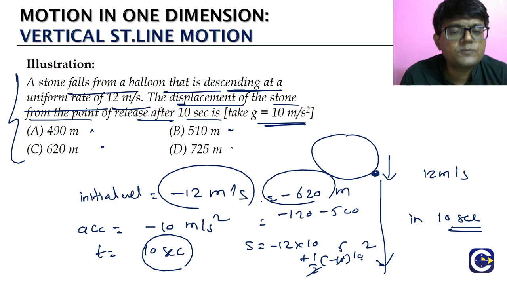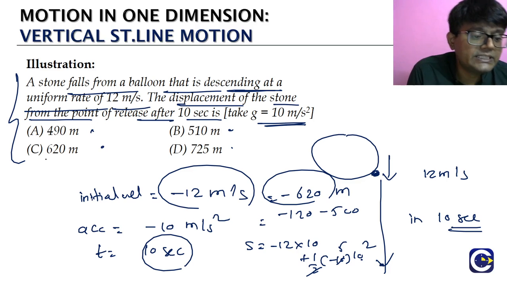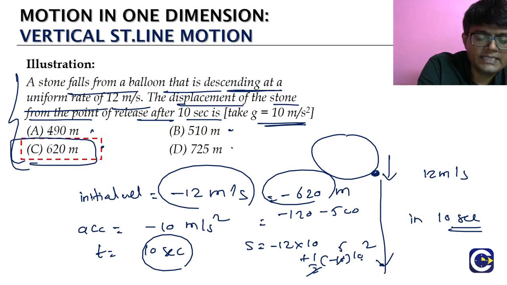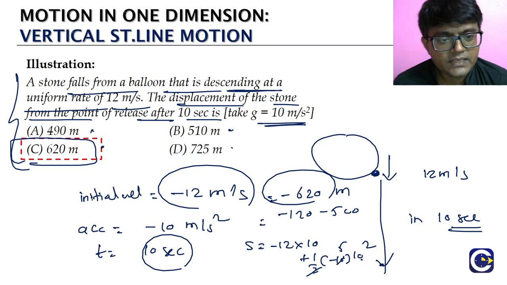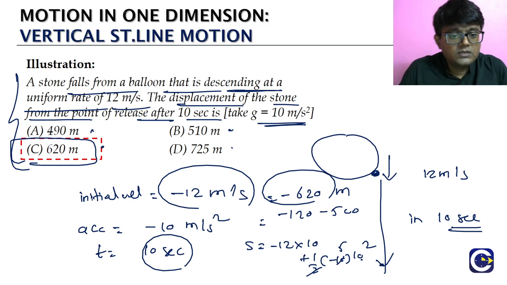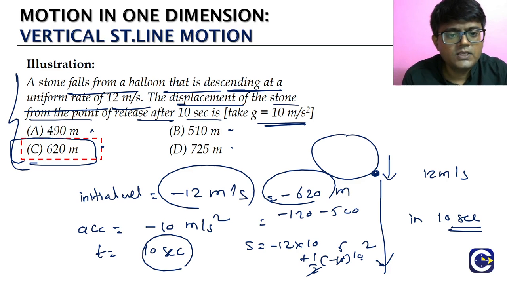But if you look at the displacement magnitude, how much will it be? It will be 620 meters. Okay, so this is another type of problem where from the top of the building we are basically throwing the object downwards.